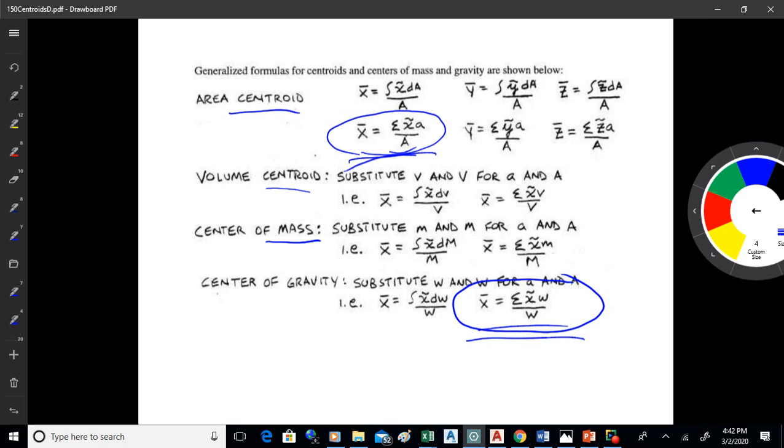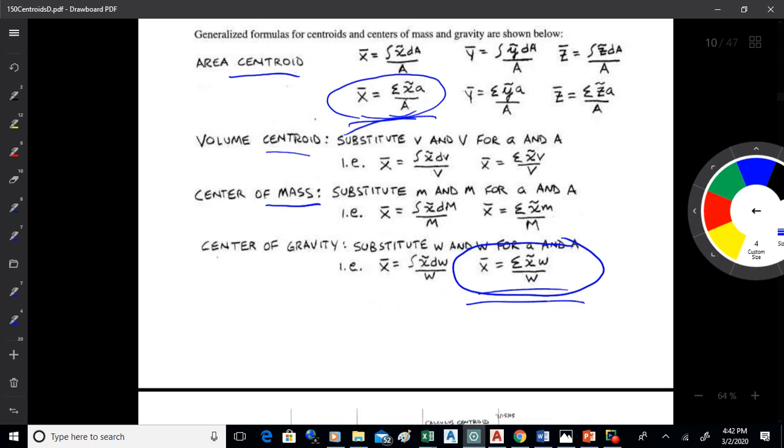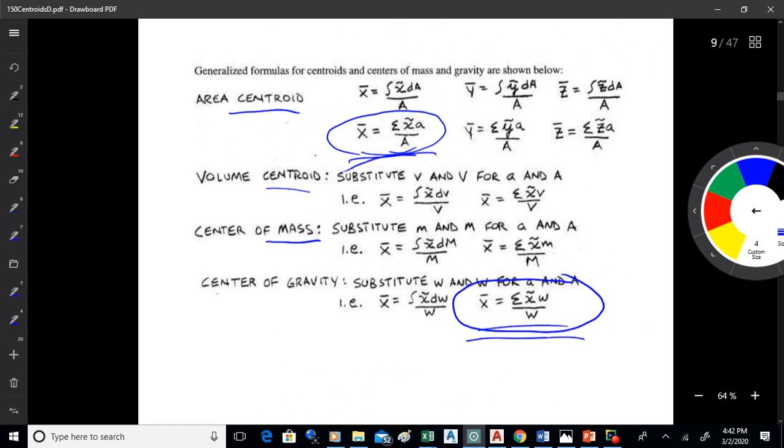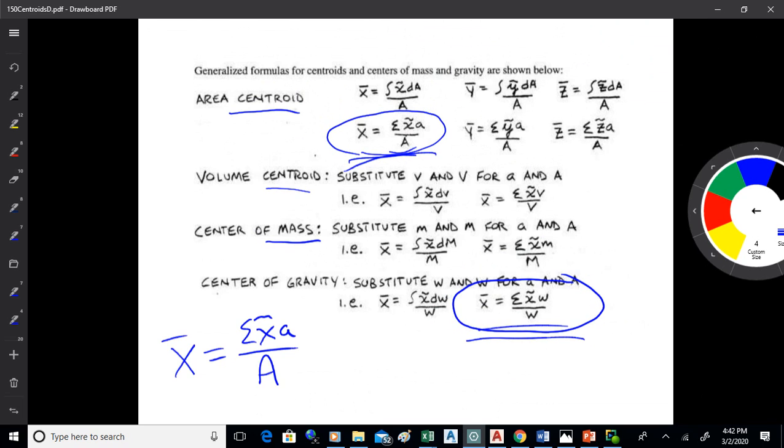So that's the centroid formula for an area, which you'd use like if you had a plate of metal or something like that, okay? Or the cross-section of a beam, if you want to know where the centroid's at. All right, so that's one version of that formula. So x bar is the sum of x bar a, little a, over the total area.